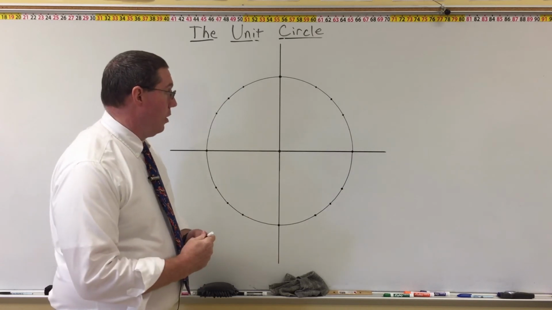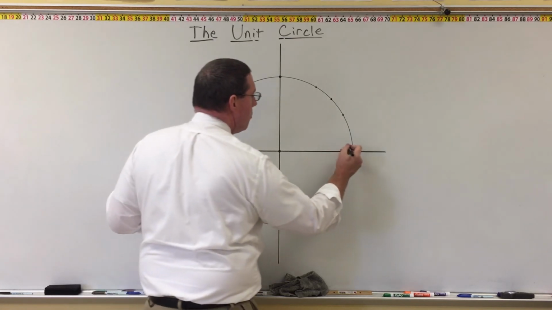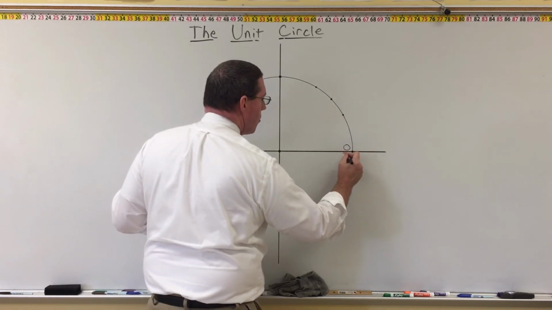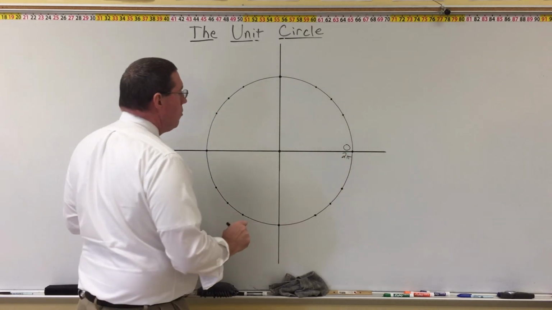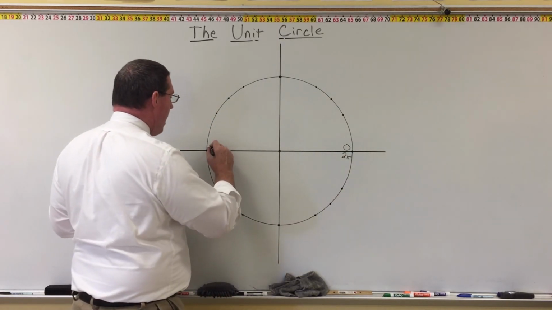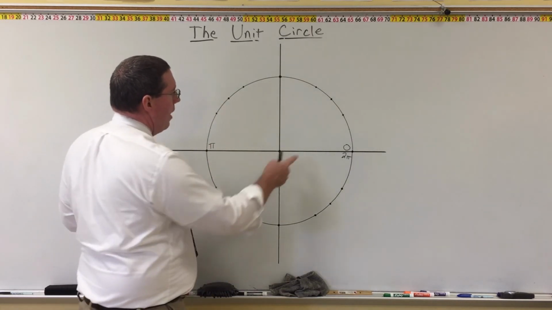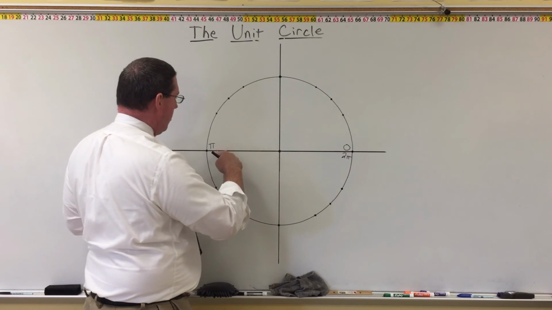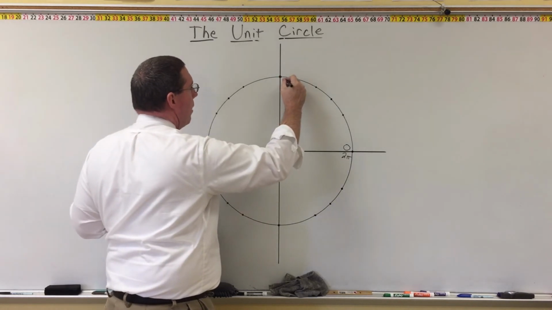Okay, now I'm going to do it. I'm going to talk you through it as I go. I know that this one is always 0, and I also know that it's 2 pi. So I'm going to put in 0 and 2 pi. Okay. I also know that this one over here is pi, so I'm going to put pi over here. Okay. I also know that halfway between here and here is here. This is halfway, so that means half of pi, or pi over 2.